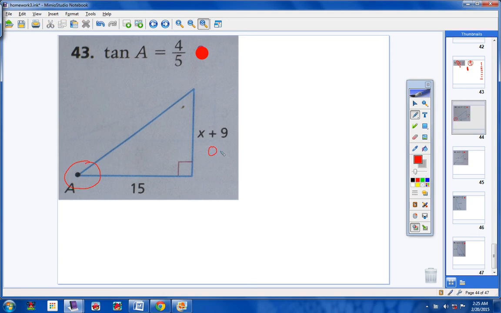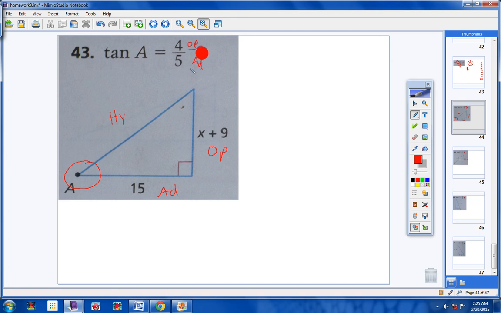So go over here. This is my opposite side. This is my hypotenuse side. And this is my adjacent side here. Now, tangent of A is opposite over adjacent, right? We know that. So think about this, guys. That means opposite is 4 and adjacent is 5. But that's not true. Look at your adjacent side. Your adjacent side is what? 15. And I'm saying up here, my adjacent side should be 5 because tangent is opposite over adjacent.